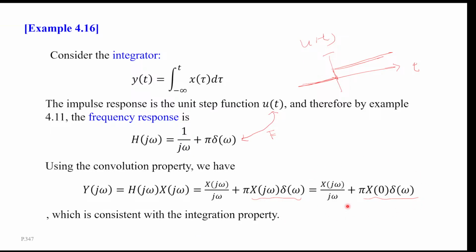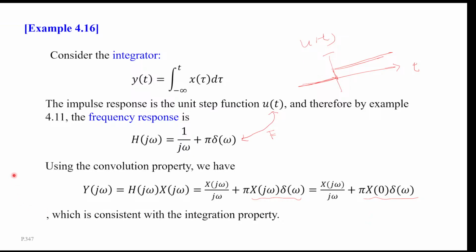Okay? But here we are really doing kind of a circular logic. We use the integration property to derive the Fourier transform of the unit step function, and then we use the Fourier transform of the unit step function to derive the integration property. So we are just saying that these two properties are consistent. If you want the actual derivation, then I believe you need to derive this Fourier transform of u of t from other properties, and then you can derive the integration property.